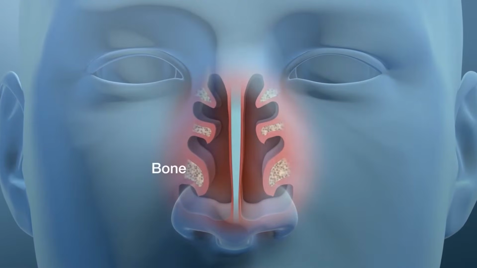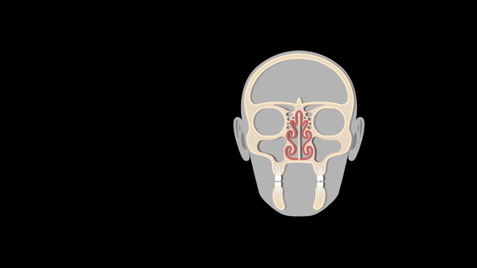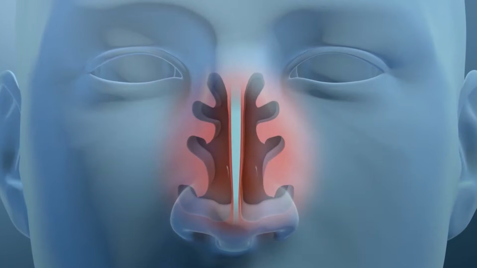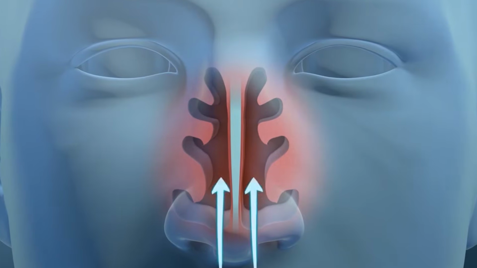These are bony projections covered with soft tissue. There are usually 3 turbinates on each side, the superior, middle, and inferior turbinates. These structures increase the surface area inside the nose, which allows for better filtering and conditioning of the air.